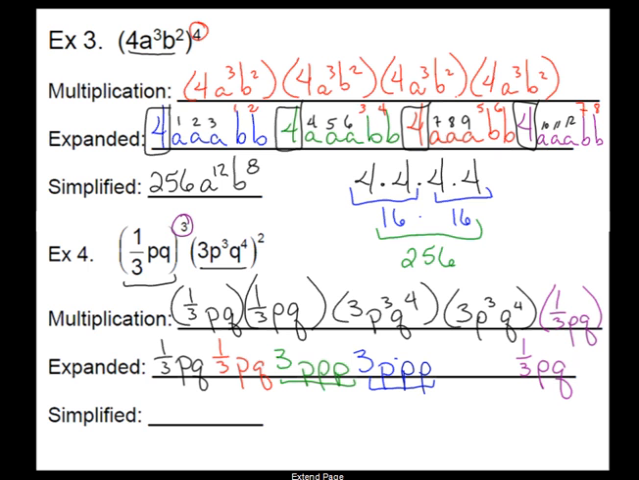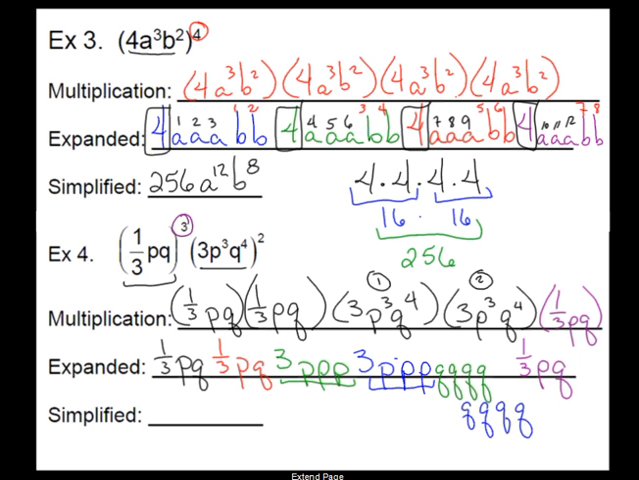1, 2. But I do not have Q's to go with these. So I need 4 of them. 1, 2, 3, 4. And then I need 4 for my other one here. So I need 1, 2, 3, 4. Now I have all my pieces here.